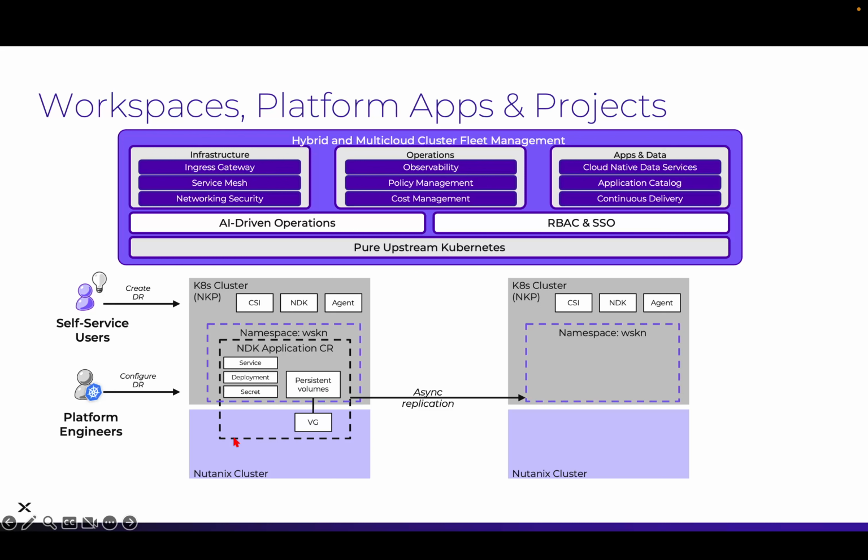The first one is deployed on a single Nutanix cluster, and another NKP cluster is deployed on a secondary Nutanix cluster. Both of these Nutanix clusters are managed via a single Prism Central, and the two NKP clusters are managed by an NKP management cluster. I have got a WordPress application that is deployed within the namespace called WSKN. What we're going to be doing is replicating the services, the deployments, the secrets, as well as the persistent volumes of the WordPress application from the primary Kubernetes cluster over into the secondary Kubernetes cluster. So let's get started.